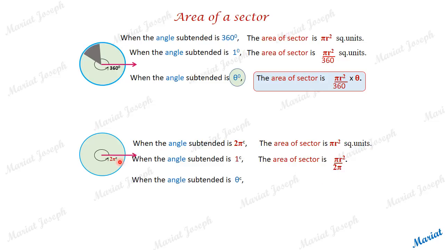So for theta radians, if the sector is subtending theta radians at the center, then the area will be this area into theta, where this theta must be measured in radians. So we have two formulae, one for finding the area of the sector when theta is in degree measure, and the other for finding the area of the sector when the angle theta is measured in radian measure.